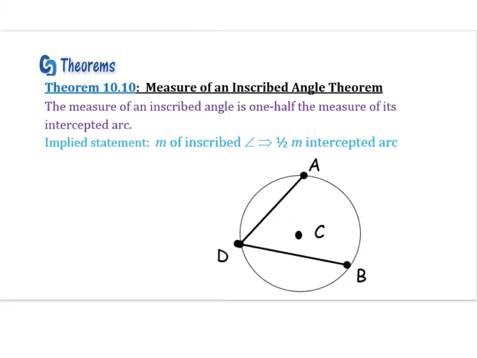All right, so here's our first theorem of this new section. It's the measure of an inscribed angle theorem. So essentially, the measure of an inscribed angle is 1/2 the measure of its intercepted arc. So we can say that the measure of angle ADB is half of the intercepted arc's measure, and our arc is AB. So the measure of the inscribed angle implies half the measure of the intercepted arc.